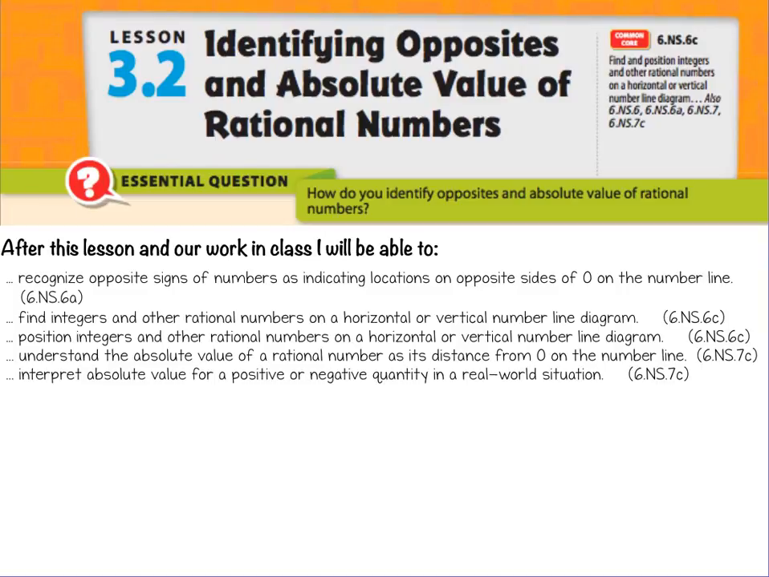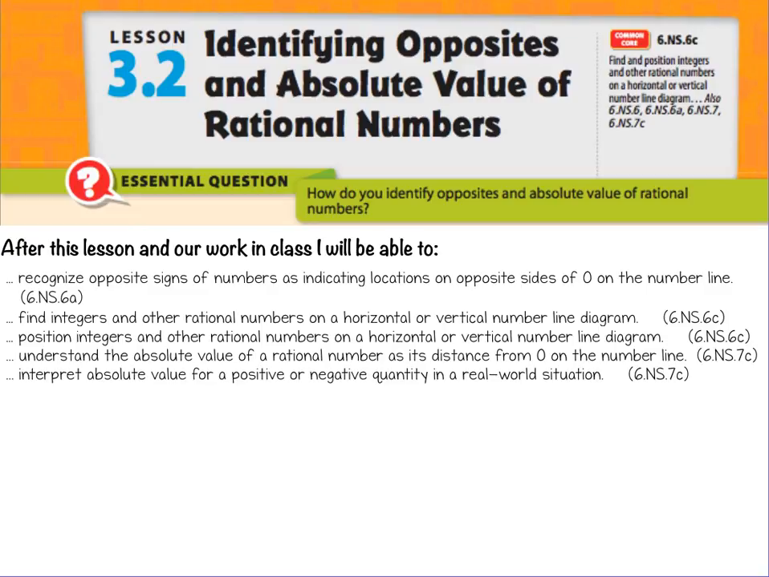Welcome to Module 3, Lesson 2, Identifying Opposites and Absolute Value of Rational Numbers. Today we're going to talk about recognizing the opposite signs of numbers as indicating locations on opposite sides of 0 on the number line. We're going to find integers and other rational numbers on the vertical and horizontal number lines. We're going to position integers and other rational numbers on the horizontal and vertical number line.